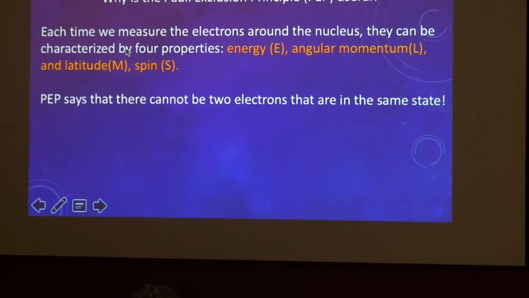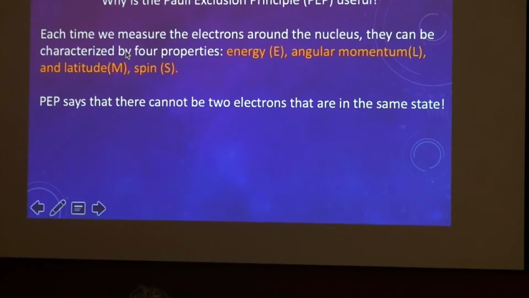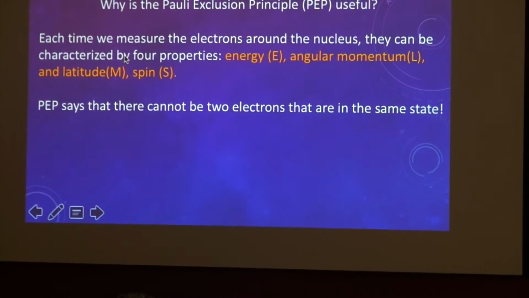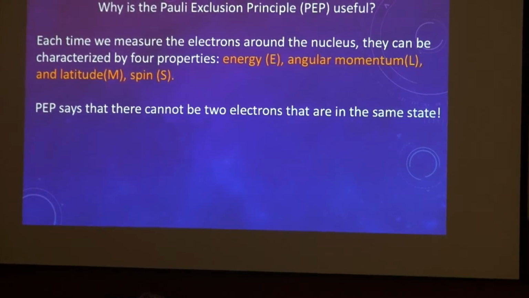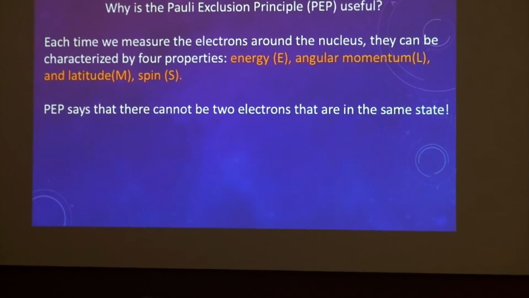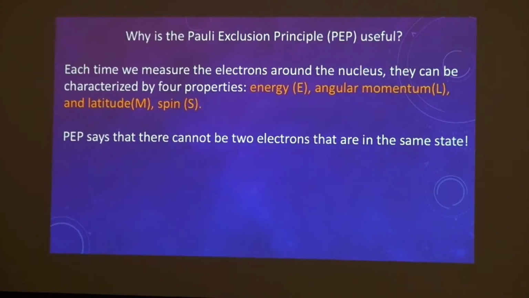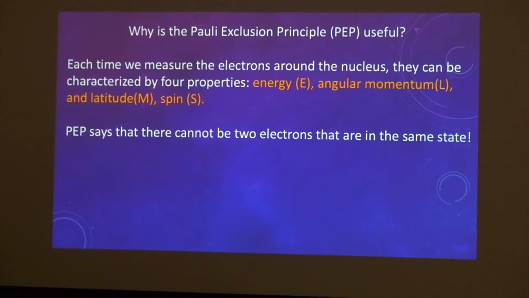And what's interesting is, do you remember, can we measure momentum and position at the same time? No. But we can measure all of these four things at the same time, which is nice. So we can measure all four of these at the same time, and they can't be all the same for two electrons. We'll find that when we measure them for electrons, we get different combinations of these four properties for all of them.